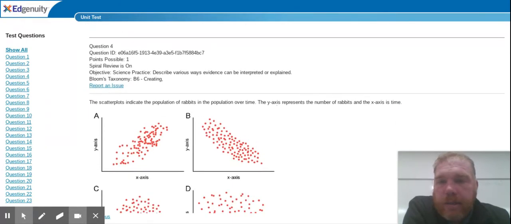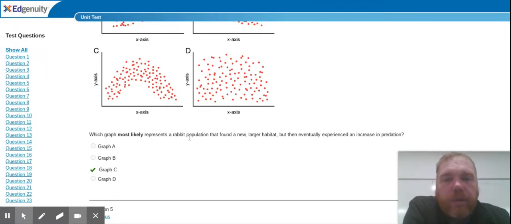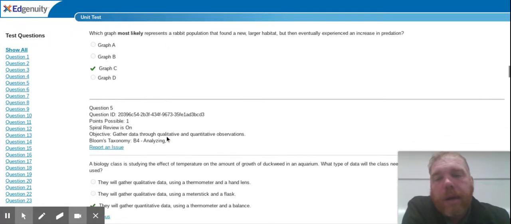Question four is a scatter plot, which is kind of like a graph. And it's supposed to show you the population of rabbits over time. So here's the population, here's the time, and it's asking you which one would show a population that's growing and then starts getting affected by predation, meaning the graph increases and then goes down, and that's why it's C. We see an increase and then predation starts and it starts going down in their population.